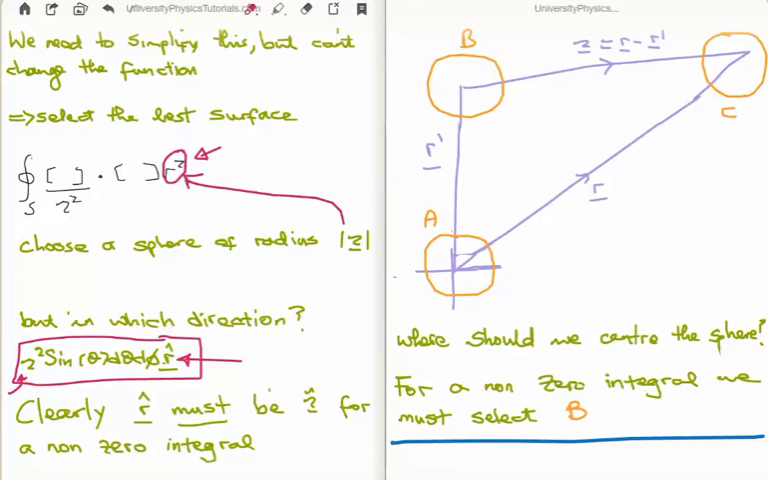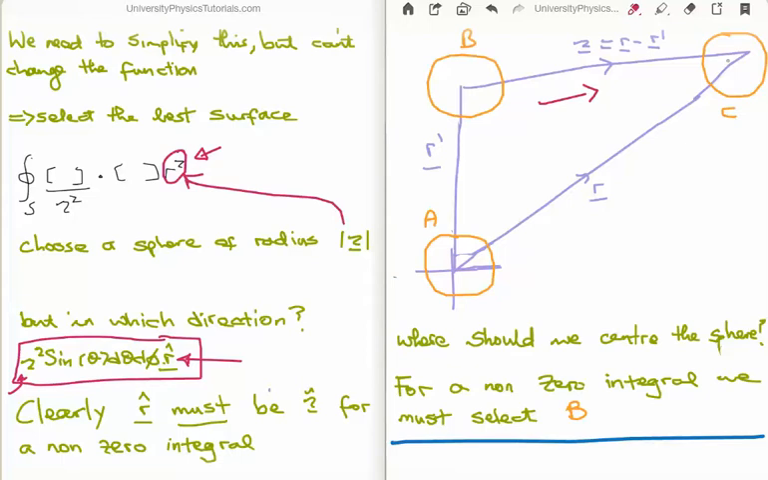Just to convince you of this, if you look at the top right of your screen, I've drawn once again our geometry. And I've suggested three places we can center our sphere. We can center it at A, which is at the origin, B, which is at the R prime position, or C, which is at the R position. Now notice, like I said, that the radius we're going to be integrating on is in the separation unit vector direction, which is in this direction here.